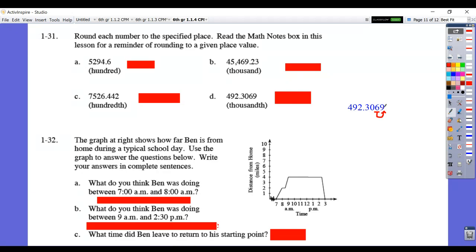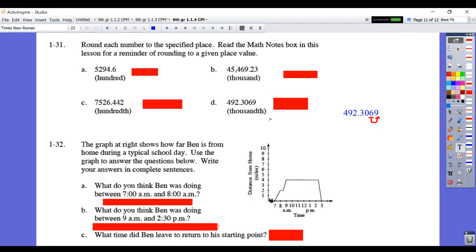Once the indicator number has done its job and has told us if we round up or round down, it becomes a 0, as well as all the digits behind it become zeros. You can also, if that number is behind a decimal point like this, have that number become a 0 or simply drop off. So looking at this example, the 492 stays as it is. So does the 3 and the 0.